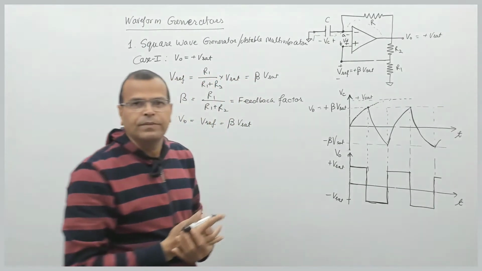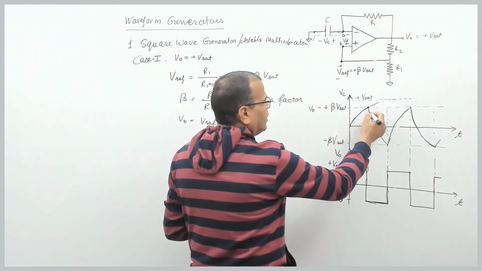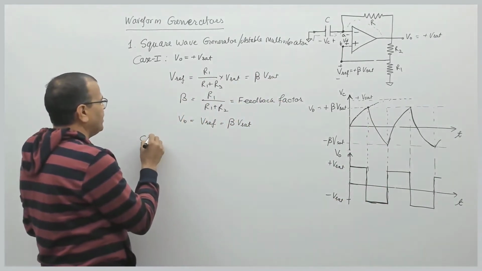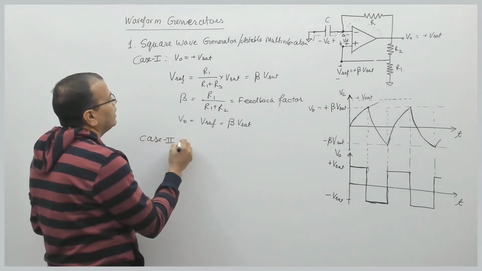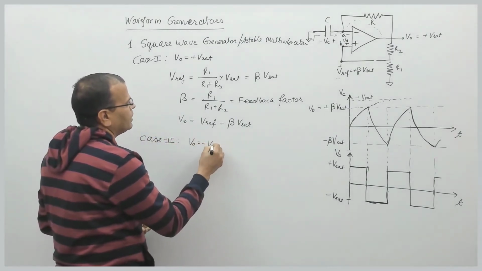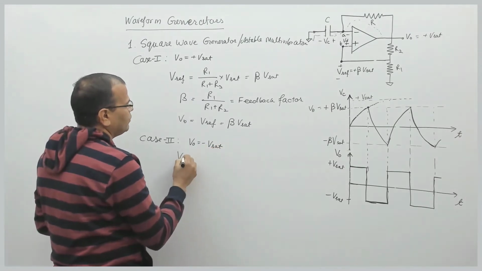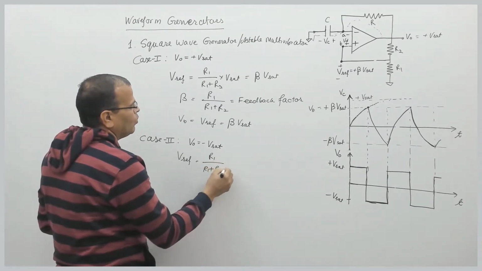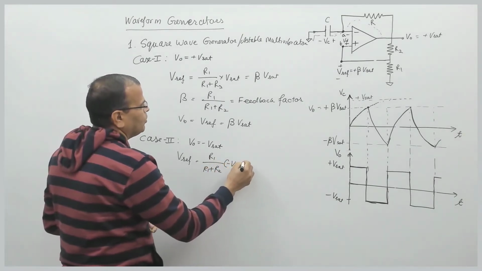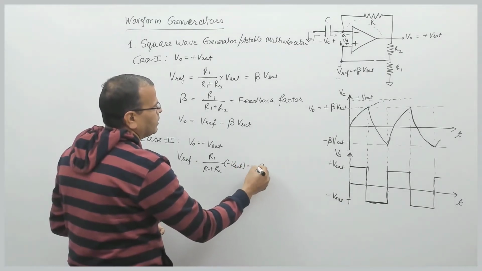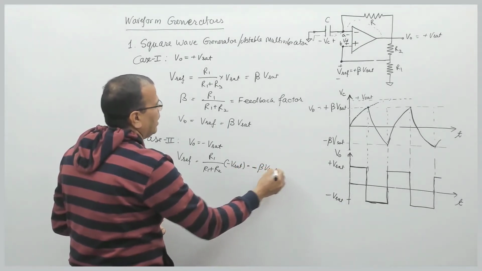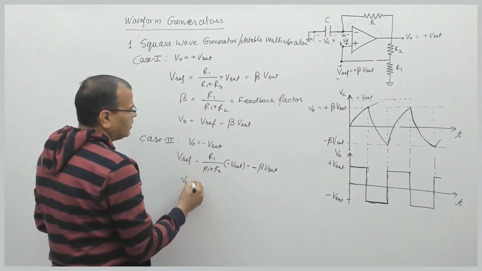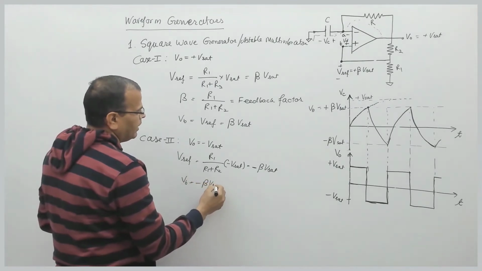let us proceed further. After this instant, my output voltage is minus Vset. So let us talk about case 2, right? Output voltage is minus Vset. When output voltage is minus Vset, Vref will become R1 by R1 plus R2 into minus Vset, that is output voltage. This is equal to minus beta into Vset, where beta you know, and you know what will be the voltage at node B? That is minus beta into Vset, right?